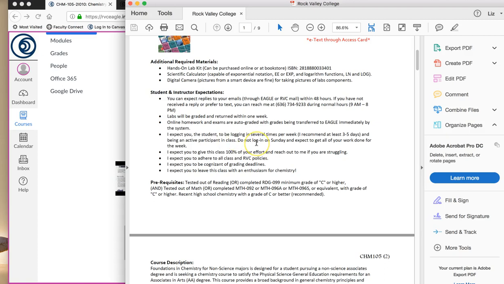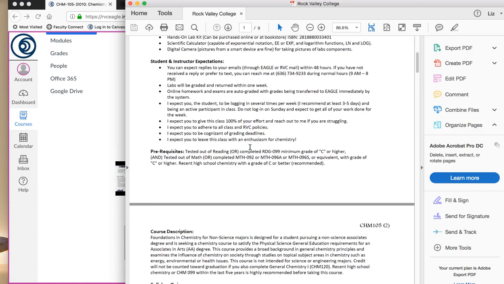I do set a reminder here. Don't log in just on Sunday and think you're going to get everything done for that week. It will just never happen. There's way too much work to do, especially in a summer section. I expect you to give this class 100% of your effort and reach out to me if you're struggling. I expect you'll adhere to all class and RVC policies. I expect you to be cognizant of grading deadlines, and I expect and hope that you'll leave this class with an enthusiasm for chemistry.